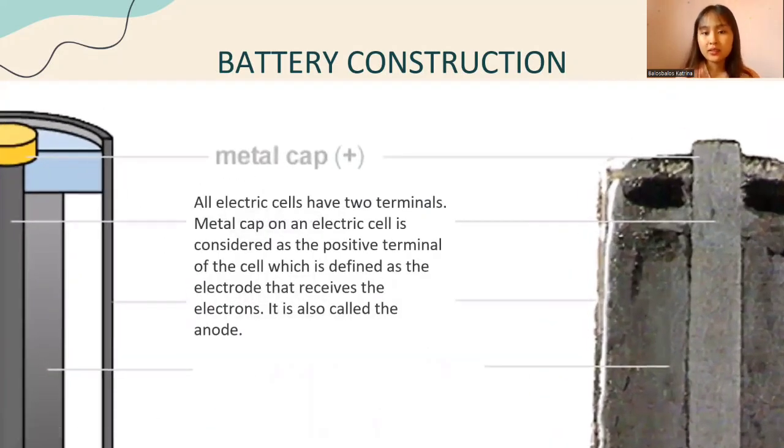Metal cap on an electric cell is considered as the positive terminal of the cell, which is defined as the electrode that receives the electrons. It is also called the anode. So, ito pala yung anode part, which is the positive side of a dry cell or yung battery natin.